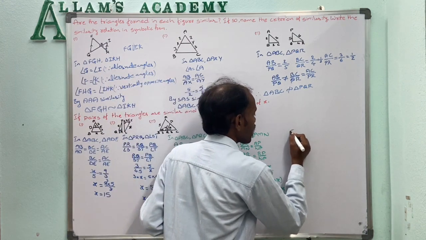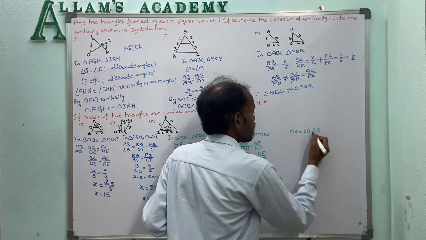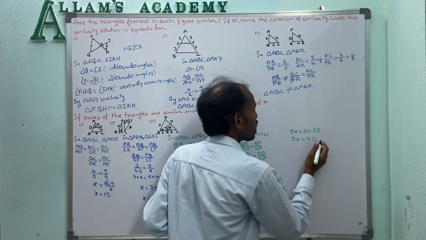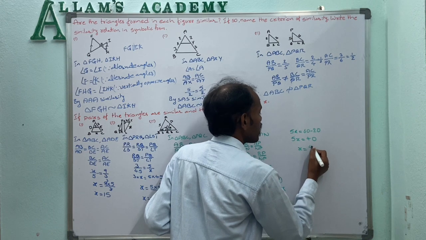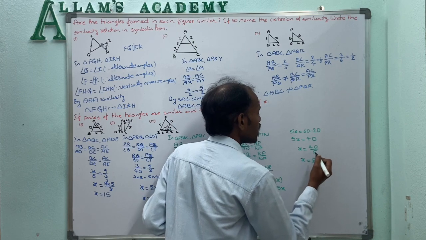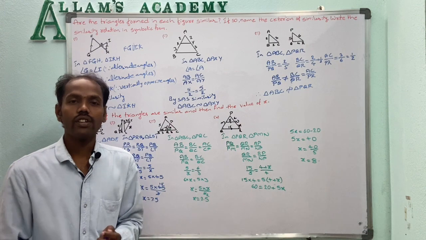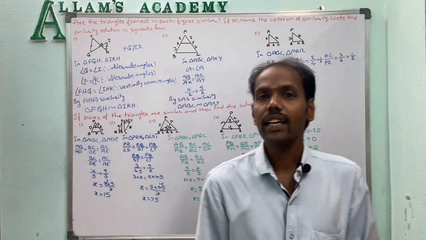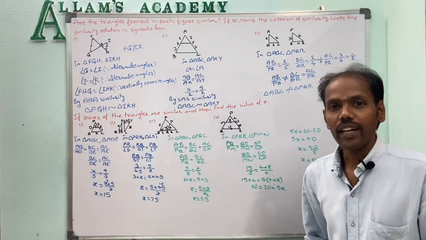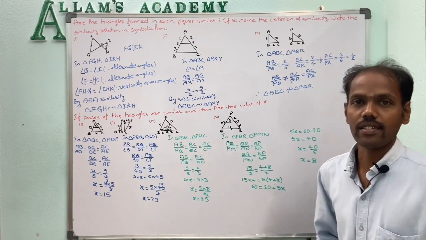So 5x equal to 60 minus 20. 60 minus 20 is nothing but 40. Now multiplication by 5 transferred to that side becomes division, so 40 by 5 is 8. So here the x value is 8. So in this model, if two triangles are similar, then we can find the missing corresponding side x.